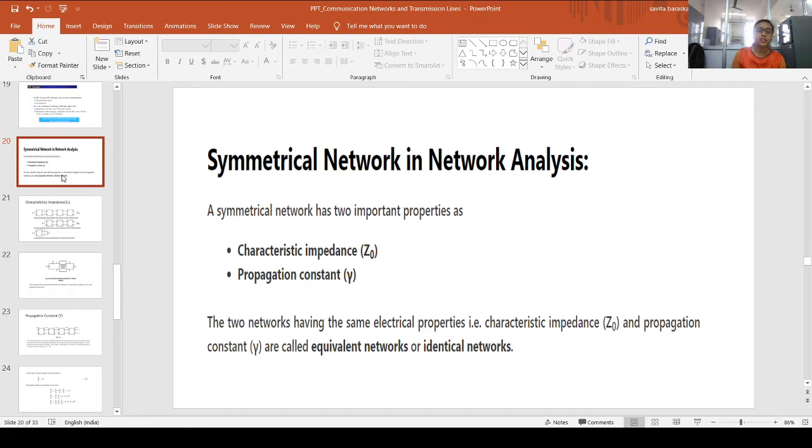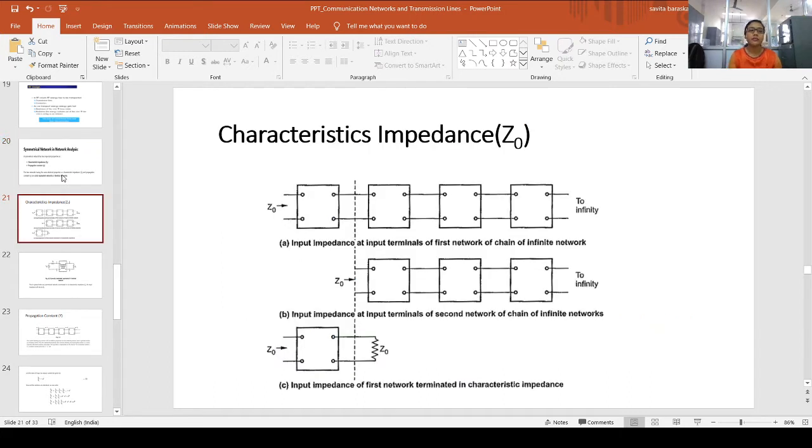So the characteristics of symmetrical networks are the characteristic impedance and the propagation constant. Here the characteristic impedance is denoted by Z naught and the propagation constant is denoted by gamma. Two networks having the same electrical properties, that is characteristic impedance and propagation constant, are called an equivalent network or identical network. One by one, we are going to discuss the characteristic impedance and the propagation constant.